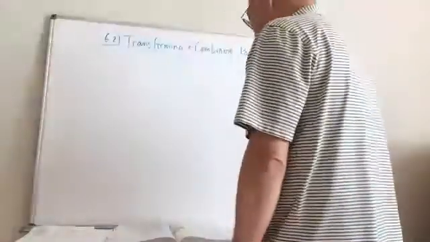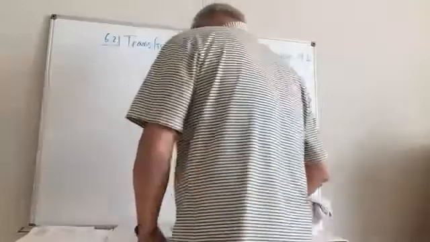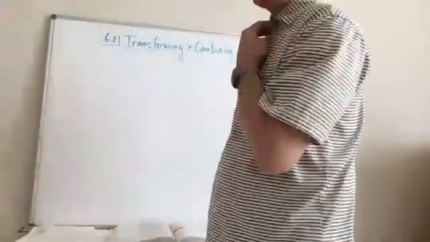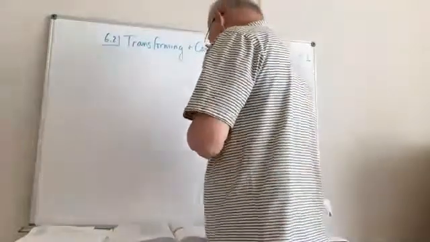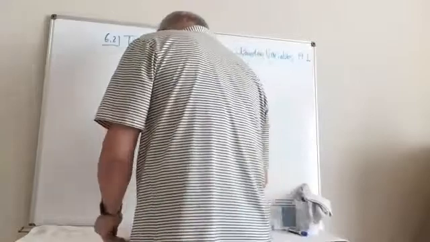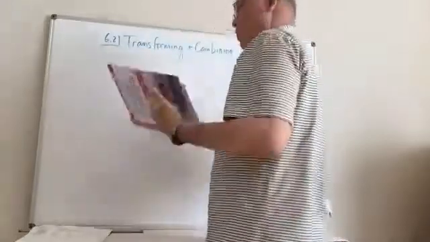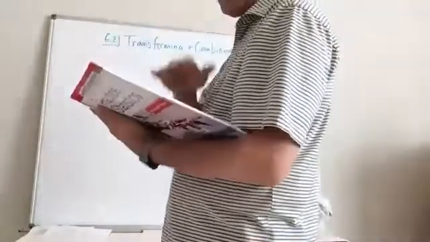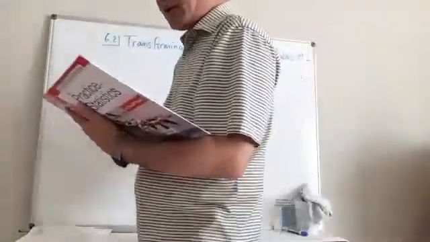So let's now go to 6.2. We're talking about transforming and combining random variables, okay? So we've kind of done this stuff before. So we're going to transform. So if you go to page 382, there's a section on transforming a random variable.